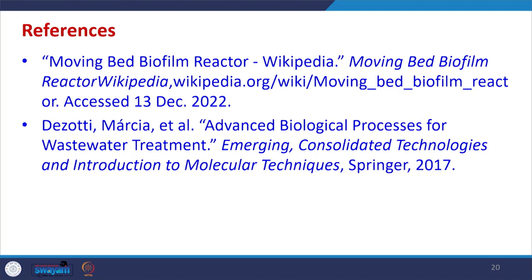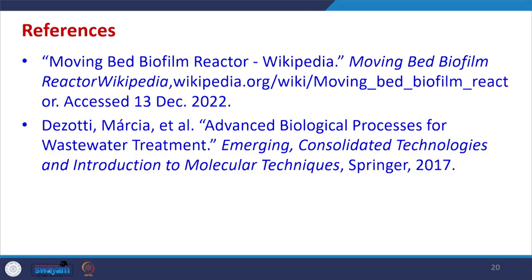So, till now in advanced biological treatment systems, we have studied three types of systems. These are the references related to the moving bed biofilm reactor. Summarizing the three types of advanced biological treatment systems that we have studied: first was the fluidized bed reactor, the second was the membrane bioreactor, and the third was the moving bed bioreactor. Among all these reactors, the moving bed bioreactor is very common, and is used in many industries where the COD loading is very high.